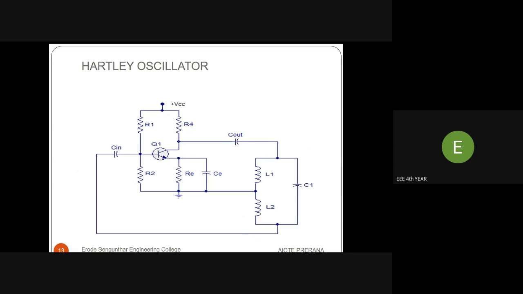Now let us see the analysis of the Hartley oscillator. First, we see the frequency of oscillation of the Hartley oscillator. In the Hartley oscillator, Z1 and Z2 are inductive reactances, and Z3 is a capacitive reactance. So Z1 equals j omega L1, Z2 equals j omega L2, and Z3 equals 1 divided by j omega C, that is equal to minus j divided by omega C.